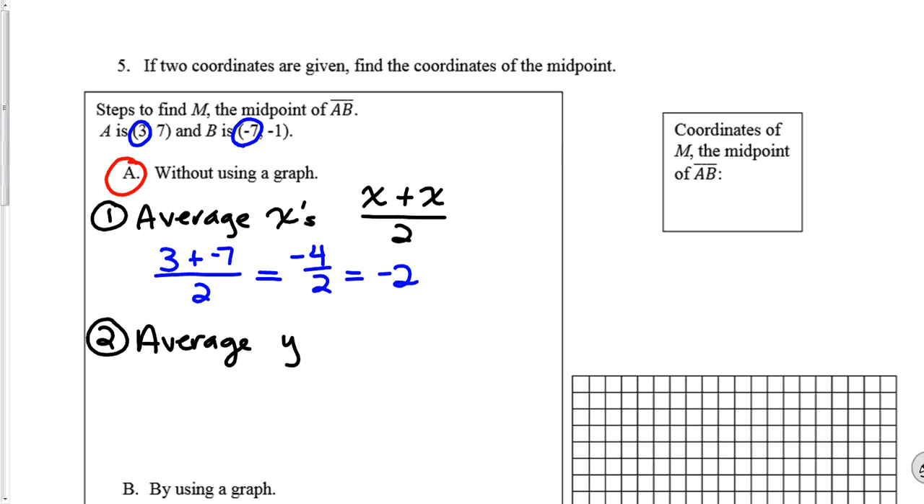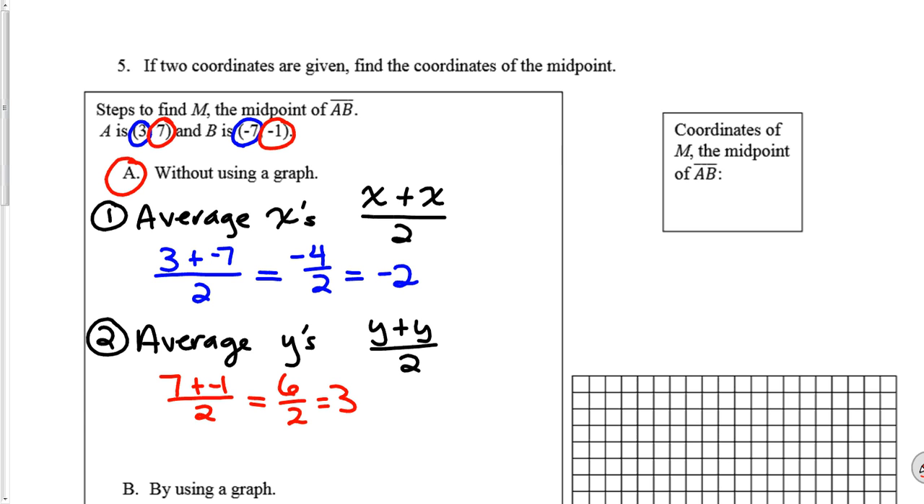the y's. So I'm going to take the first y and the second y, add them together, and divide by 2. So we need to identify the y's. The y values are the second numbers in my coordinates. So that is 7 plus -1 divided by 2. And 7 plus a -1 is 6 divided by 2, which is 3.